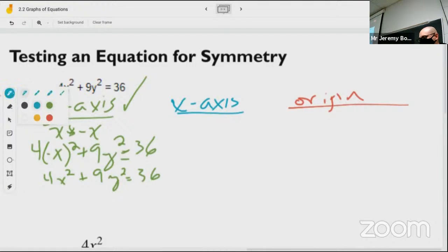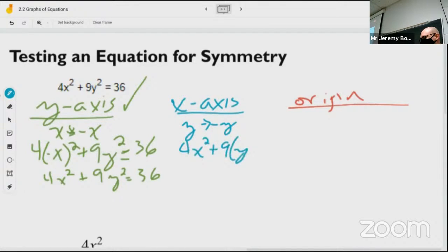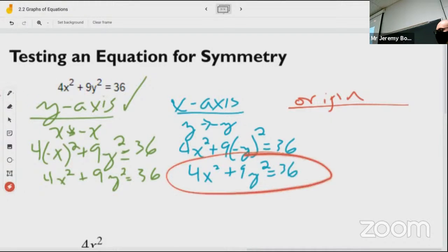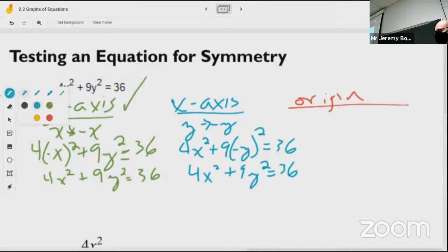So look at the x-axis. We're going to replace y with negative y. And so we're going to have 4x squared plus 9 times negative y squared equal to 36. Same thing's going to happen here. We're going to evaluate that negative y squared. So we're going to have 4x squared plus 9y squared equal to 36. And once again, that's equivalent to our original function. So yeah, symmetric with respect to the x-axis.